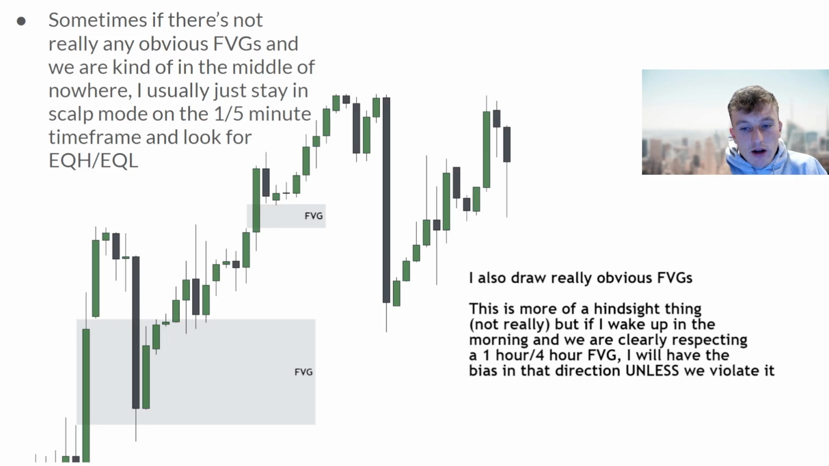So I'll go to bed and I'll wake up and I'll see London respected some sort of fair value gap. So let's say I go to sleep and we have this candle, and then I wake up 5 hours later and I see this, or I see this candle close above this inversion. Well, okay, I just took a nap. I wake up, I see an inversion activated. I now know the bias.